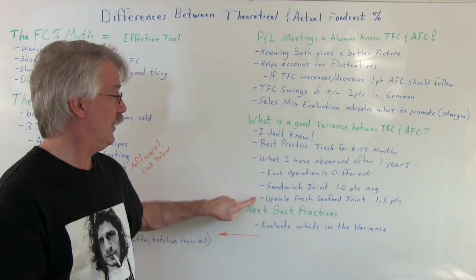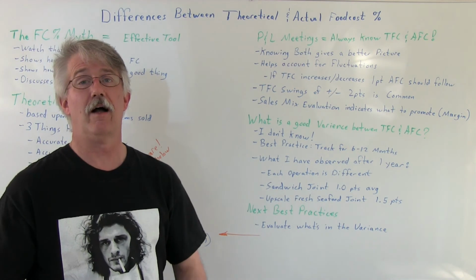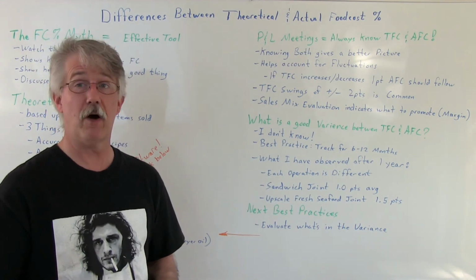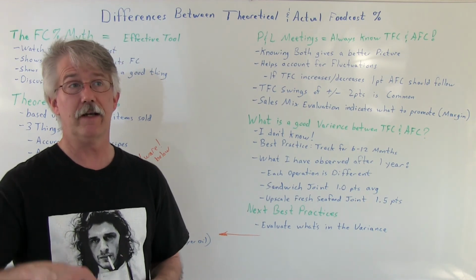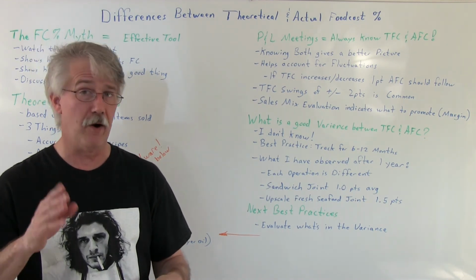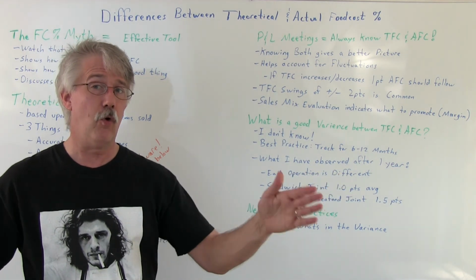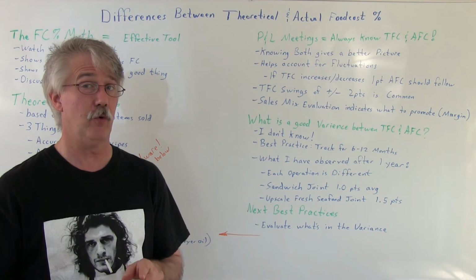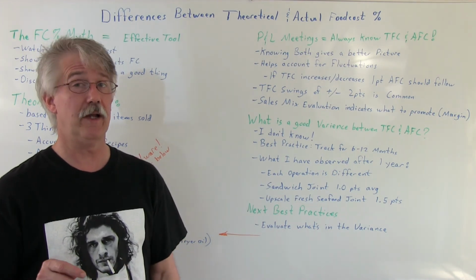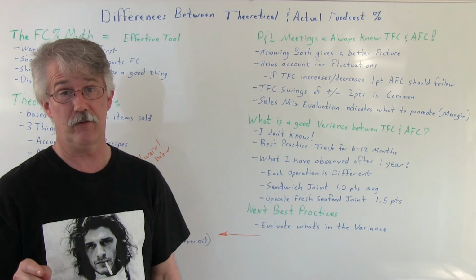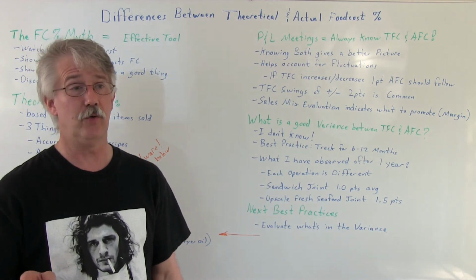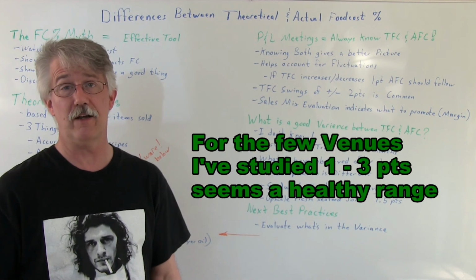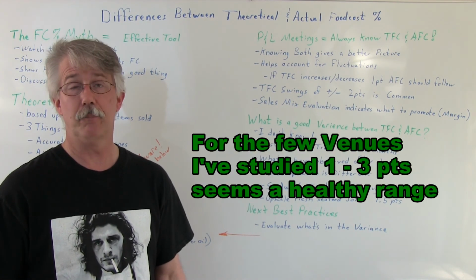And then for an upscale fresh seafood joint, I've noticed that the average variance between theoretical and actual food cost is about 1.5 points. Now again, it does bounce higher and lower month by month, but average through the whole year, it's about 1.5 points difference between those two. And that can help a lot when you're looking at your food cost and at your variances to see whether or not you are in a healthy situation or if you've got to do some deep diving to figure out a potential problem.